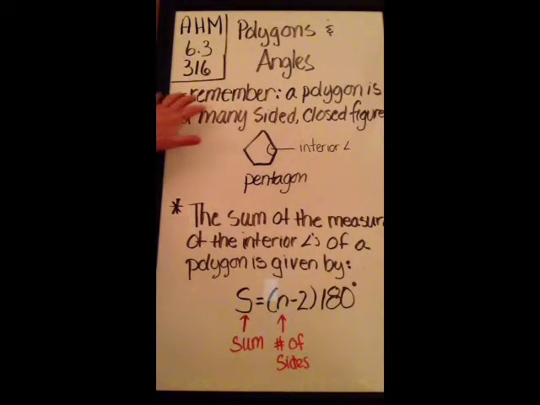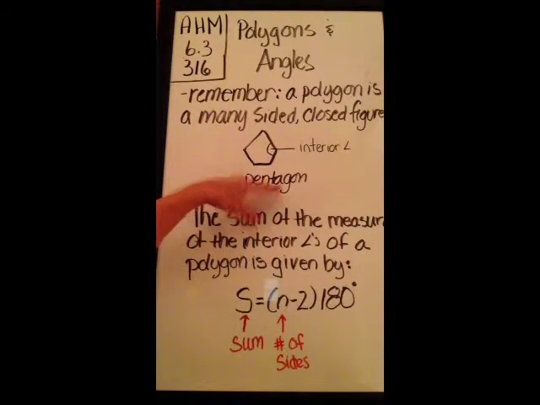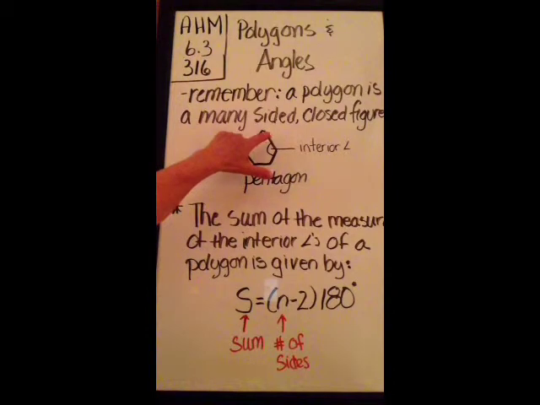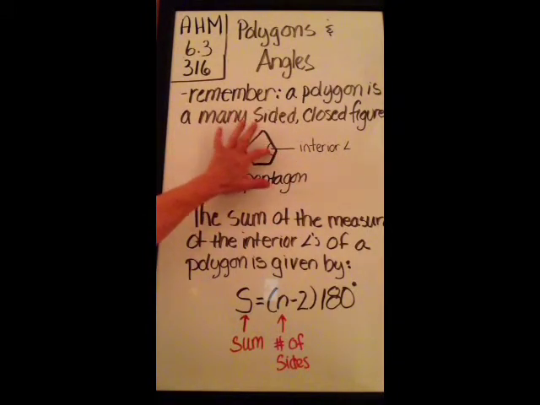And let's remember what a polygon is. It's a many-sided closed figure. Poly means many, so it can be three or more. And closed means if I were to draw the figure, I wouldn't have to raise my pencil off the paper. This is an example of a pentagon. Polygons are named for the number of sides they have, and penta means 5, so this one has 1, 2, 3, 4, 5 sides. And just to define an interior angle, it's one of the angles that's formed on the inside of the polygon.